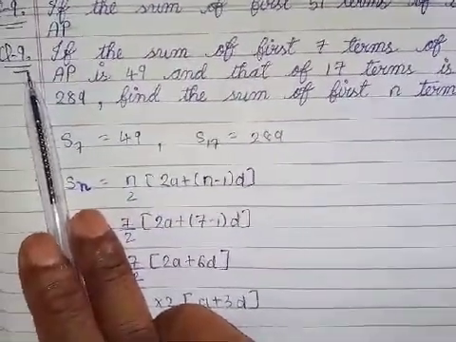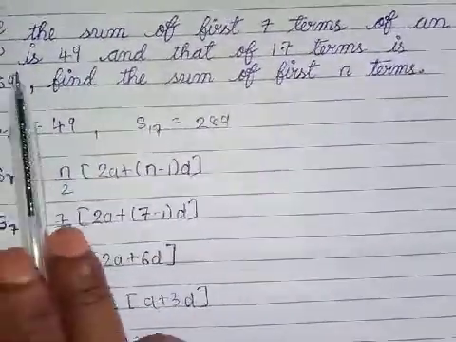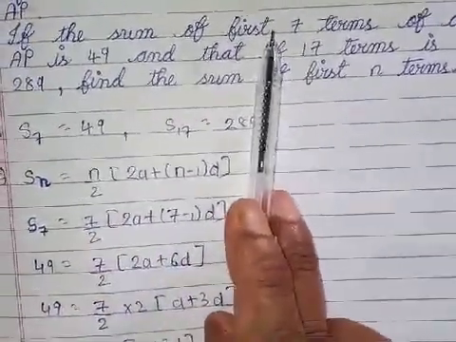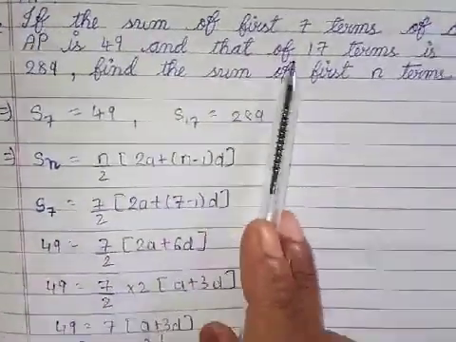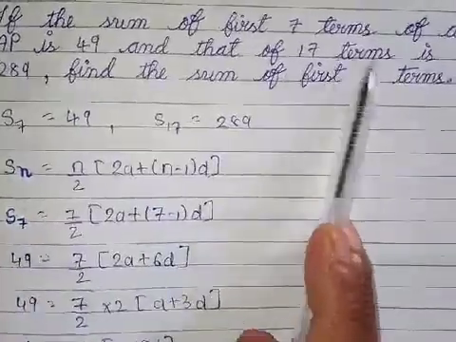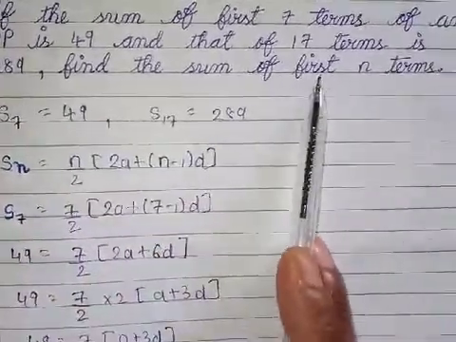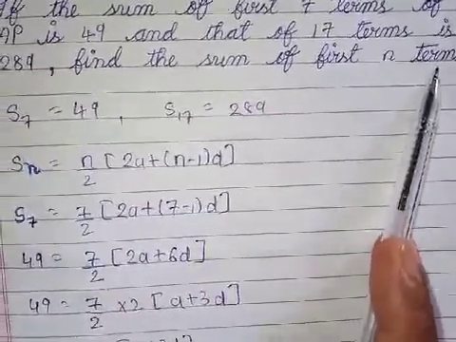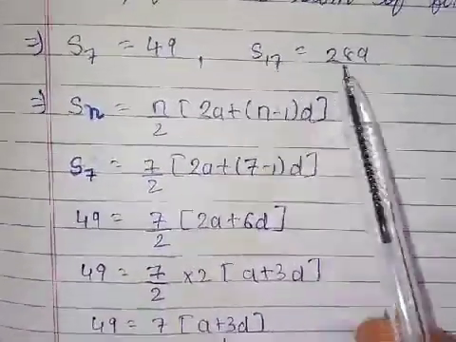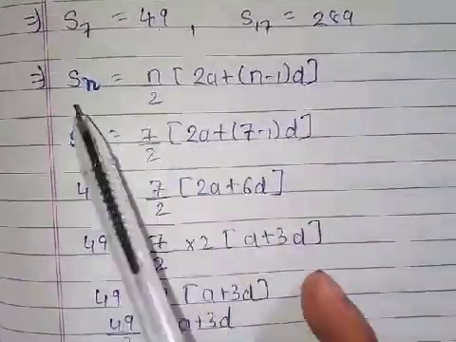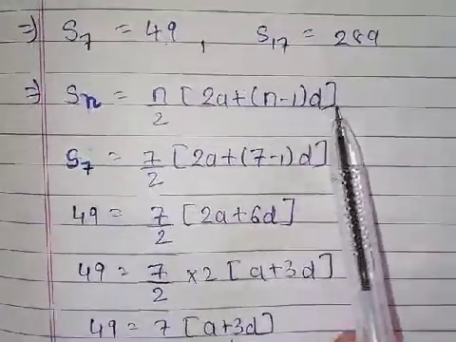Let's start with the 9th sum. If the sum of the first 7 terms of an AP is 49, meaning S7 is 49, and that of the first 17 terms, S17, is 289. Find the sum of the first n terms, meaning Sn you have to find. So S7 is 49, S17 is 289. What is the formula for Sn? Sn is equal to n by 2 (2a plus (n minus 1) into D).